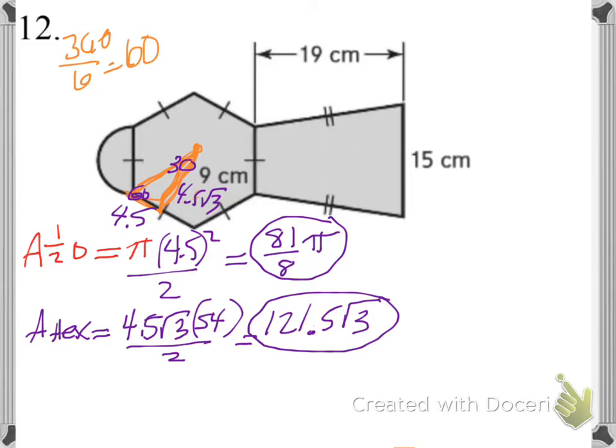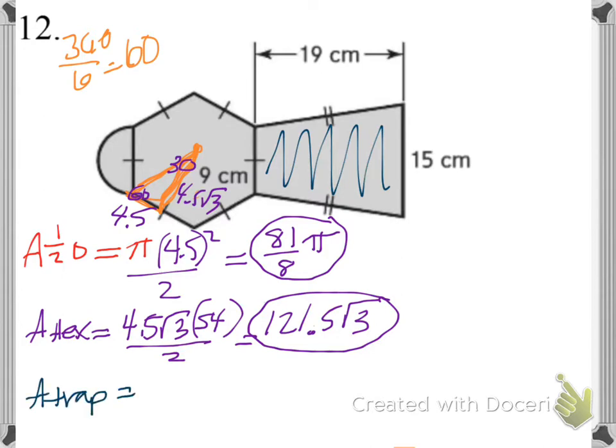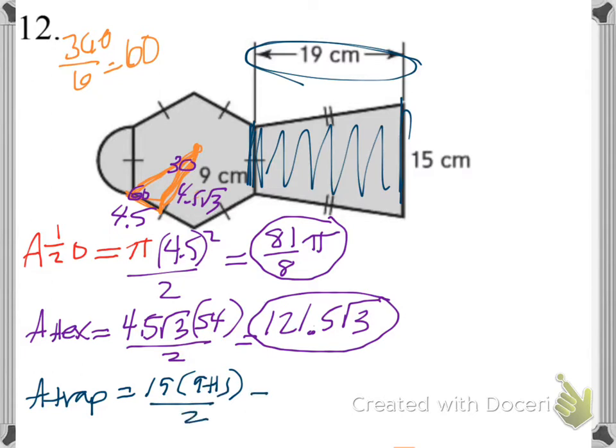Okay, and the last part, we need to get the area of, what is this? This is a trapezoid. So area of a trapezoid, going back to that formula, is you need to take the height. And the height they're showing you up at the top is 19. Then you add your bases. Okay, we have one base of 9 and one of 15. So 9 plus 15, and you divide it by 2. And if you do all that, we get a nice number of 228.